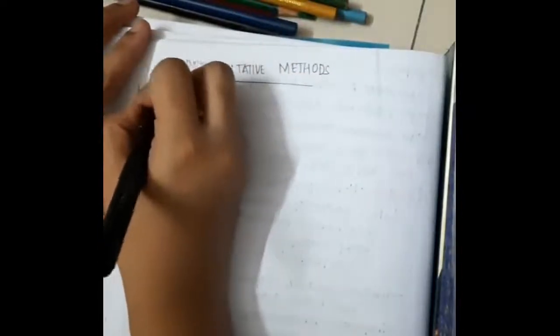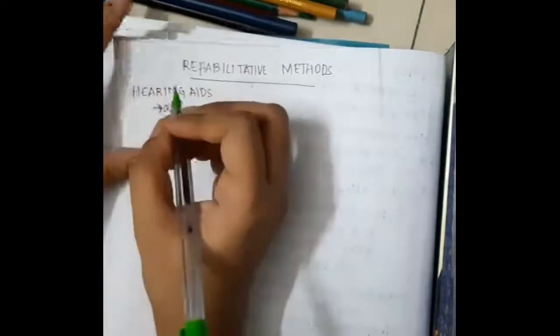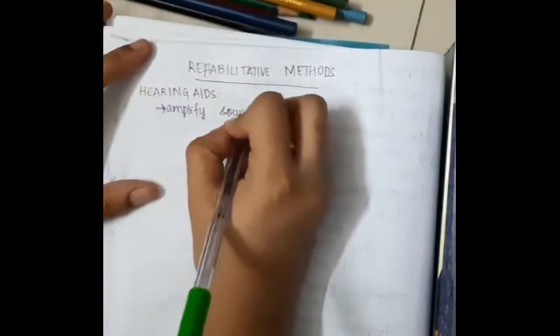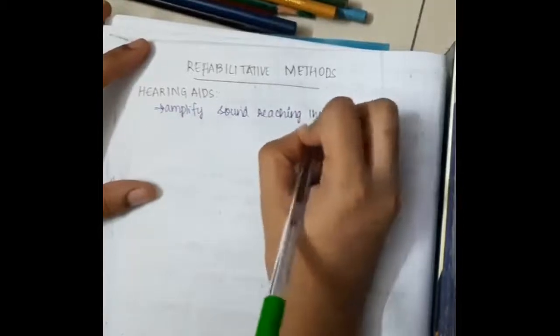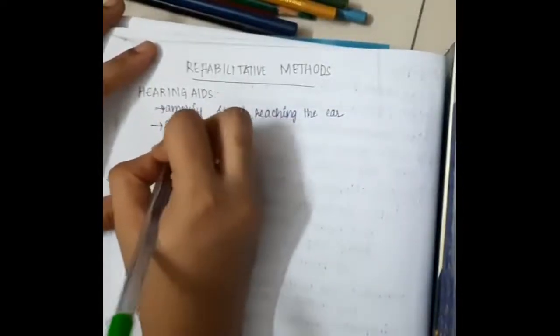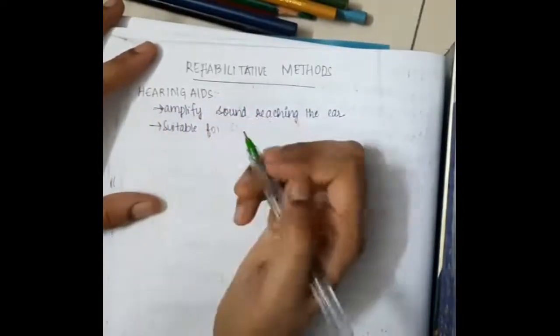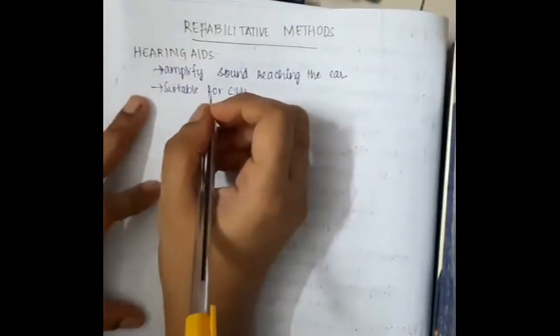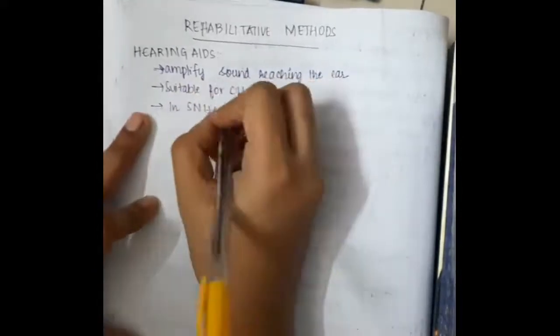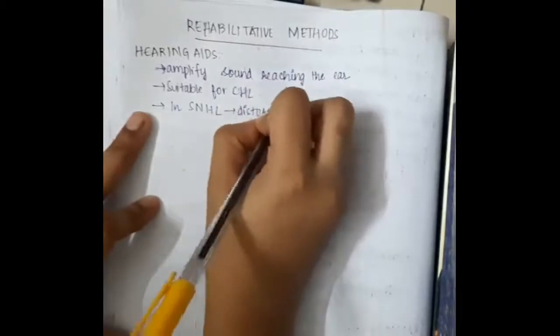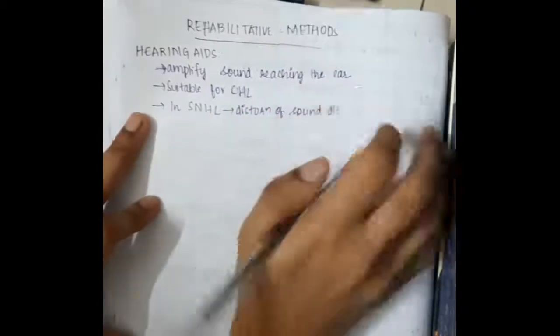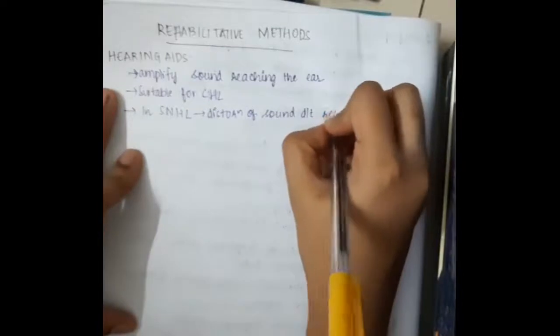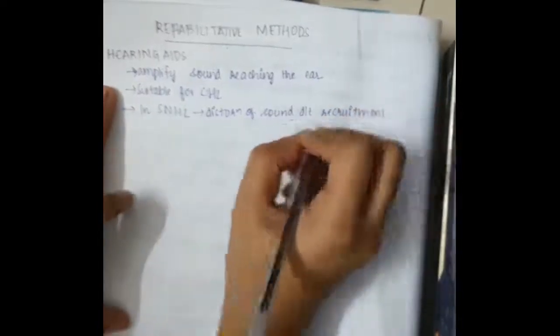In the rehabilitative methods, first we have hearing aids. These hearing aids will amplify the sound reaching the ear, and they are suitable for conductive hearing loss. Now, in sensory neural hearing loss, distortion of sound is seen, which is due to recruitment.